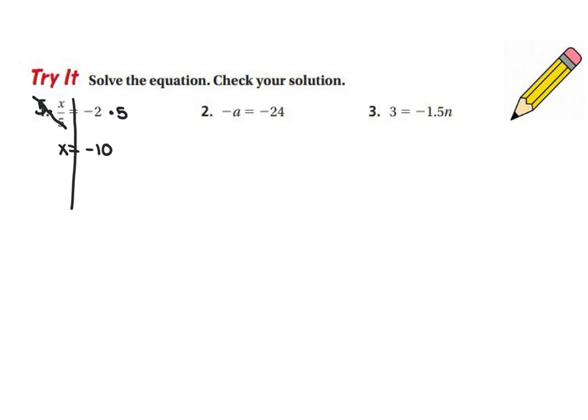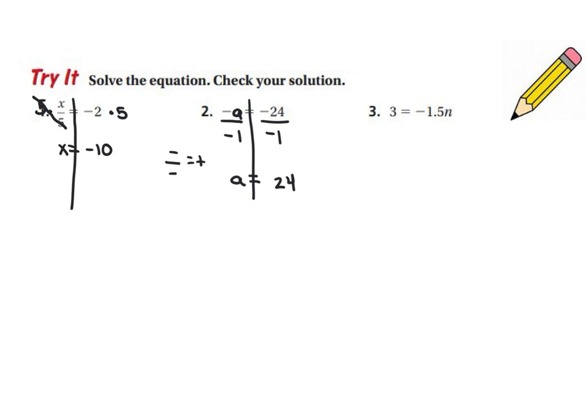For number 2, negative a equals negative 24. In this situation, we just want to solve for a. So we'll divide by negative 1. Make sure to divide both sides by negative 1. Negative a divided by negative 1 is a, because a negative divided by a negative equals a positive. On the right side, 24 divided by 1 is 24, and a negative divided by a negative is a positive.